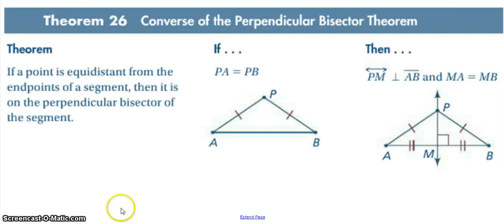Now Theorem 26 is the converse of this. I know that if I have a point P that creates PA congruent to PB, that I could drop a line that would have to hit my AB line perpendicularly, but when I drop that line, I know that that is a bisector since I knew that these lengths were congruent to begin with.